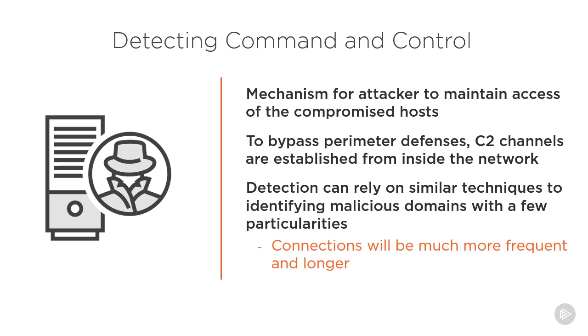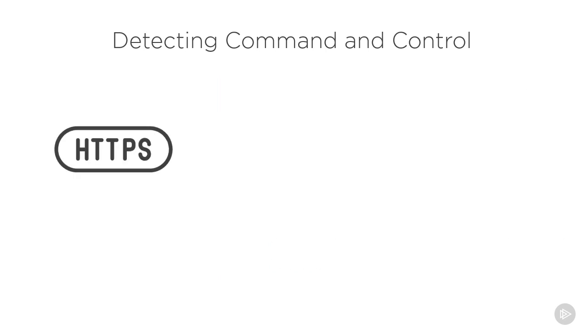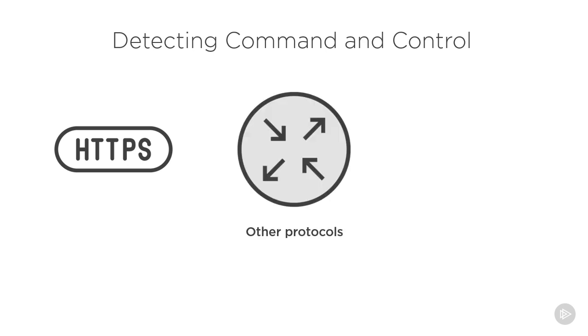Connections will be much more frequent and for longer periods of time, which can blend into normal traffic. Command and control over HTTP or HTTPS has some advantages for the attacker, as it's a trusted communication channel that can also benefit from using encryption. To bypass web proxies and content filtering solutions that are able to block or sinkhole all URLs and domains, attackers can also abuse standard protocols such as DNS or ICMP.